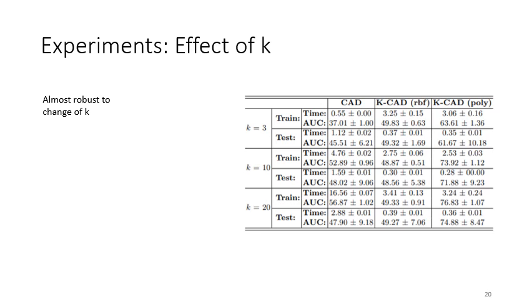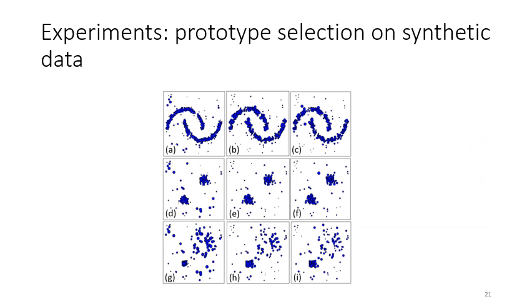We also tried to see the effect of K on our approach, and you can see that for one of the datasets we tested, usually our CAD and KCAD methods are robust to change of K, especially KCAD is more robust. Here you see prototype selection by iCAD and kernel iCAD on some synthetic data, and you can see that the prototype selection has been correctly done.